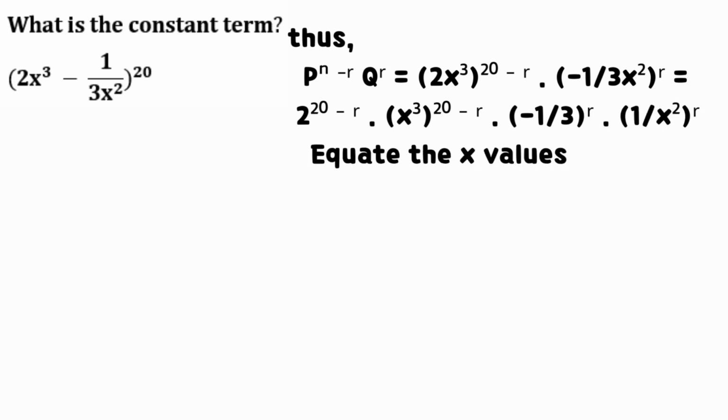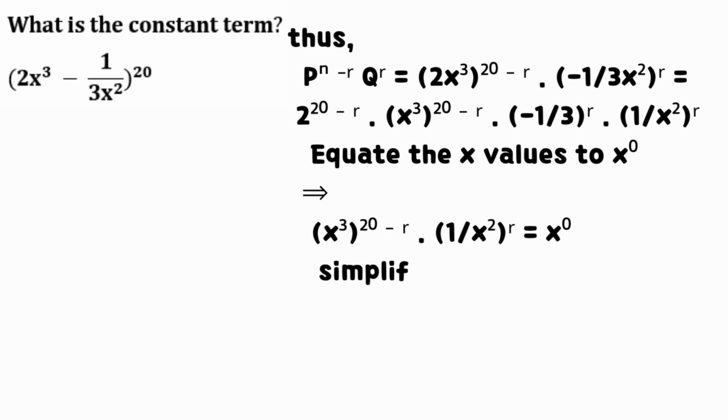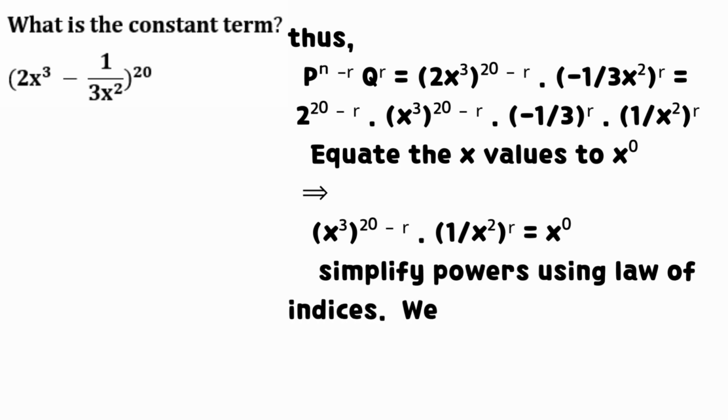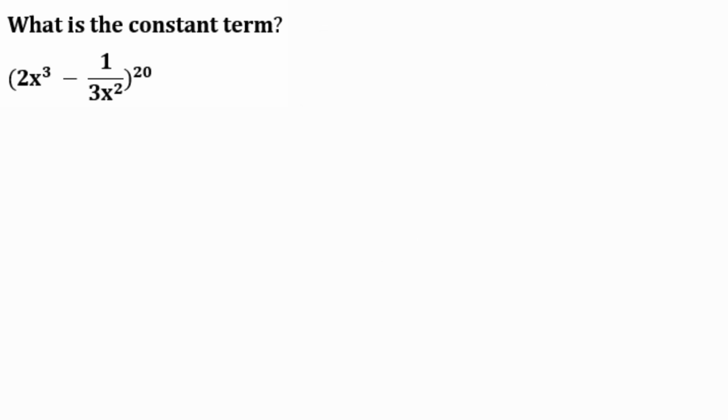Simplify these values by separating the coefficients of terms, leaving only the values of x. Equate the x values to x to the power of 0 and then simplify the powers using laws of indices. Hence, x raised to the power 60 minus 3 times r minus 2 times r equals x raised to the power of 0.